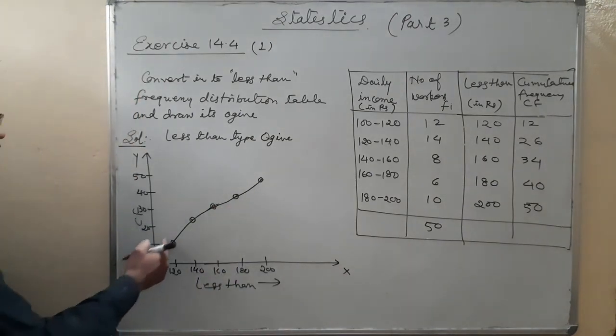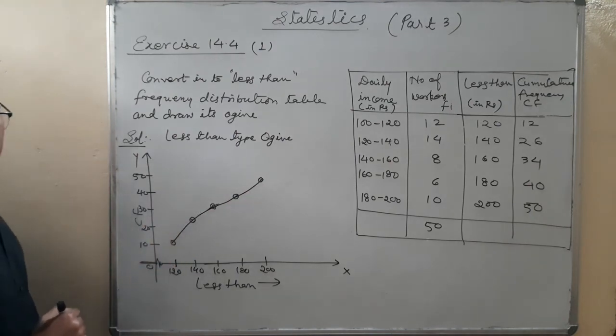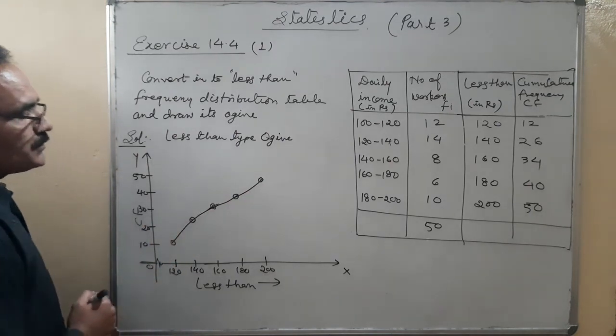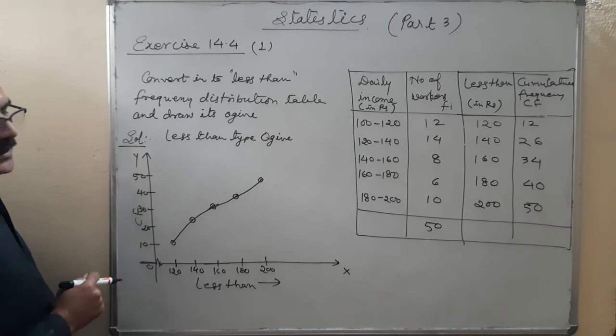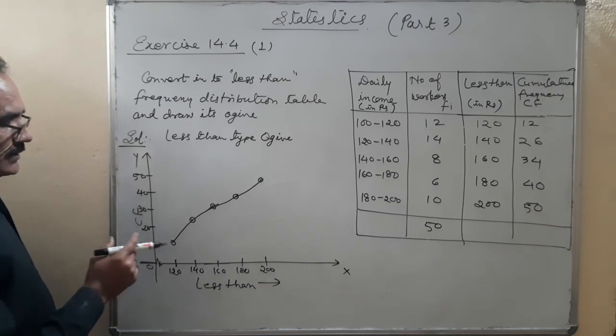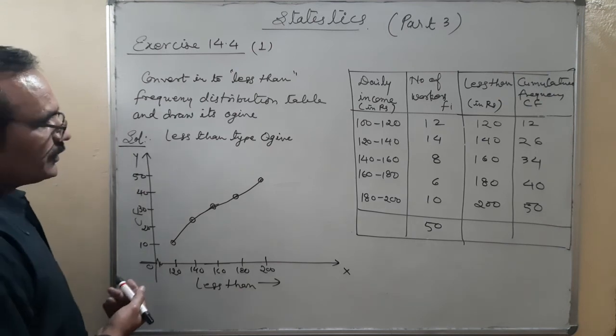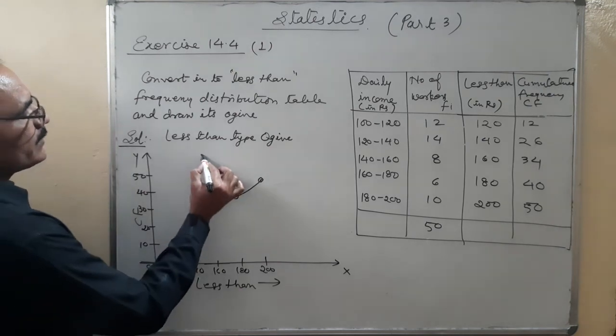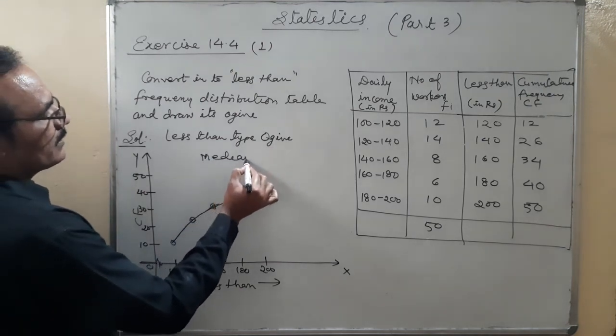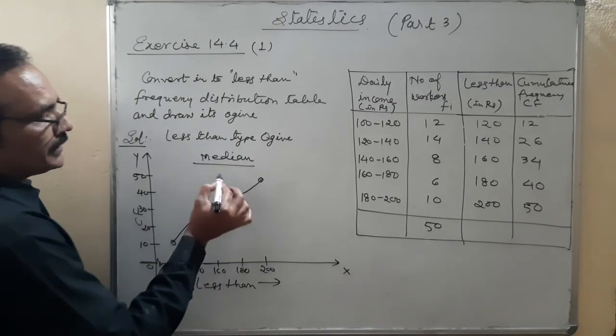Okay, what is it? This is the less than type ogive. Now what is the use of this less than type ogive? Suppose you are going to find the median without using a formula. Then how to find out the median? I am talking about median, not mean or mode.